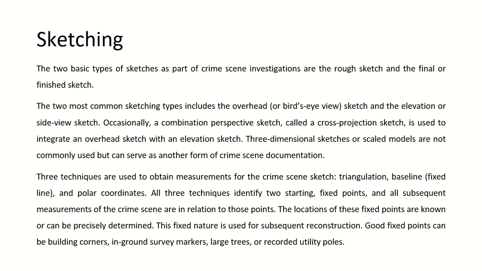The two basic types of sketches are the rough sketch and the final or finished sketch, and there are three most common sketching types, which include the overhead or bird's eye view, the elevation or side view, and cross projection sketch, which is the combination of both of these. 3D sketches are scaled models. There are three techniques to obtain crime scene measurements for sketching: triangulation, baseline, and polar coordinates.